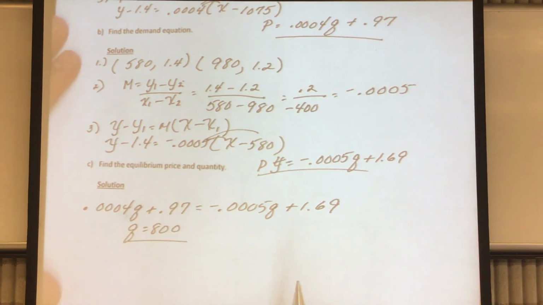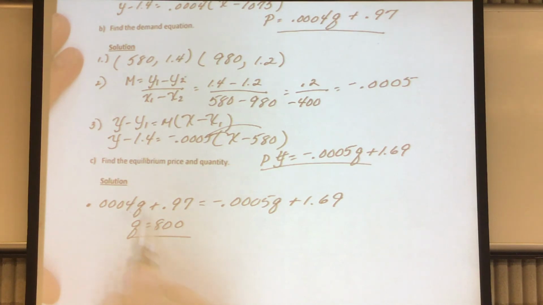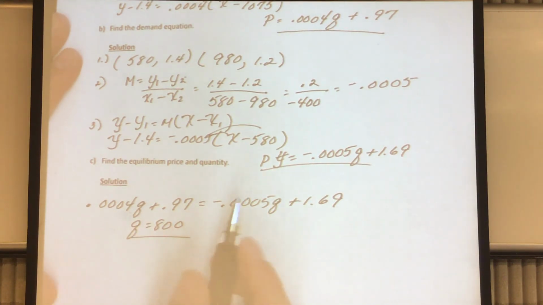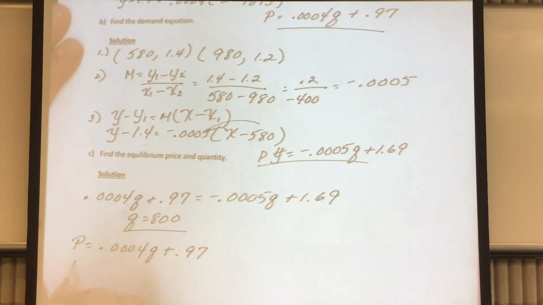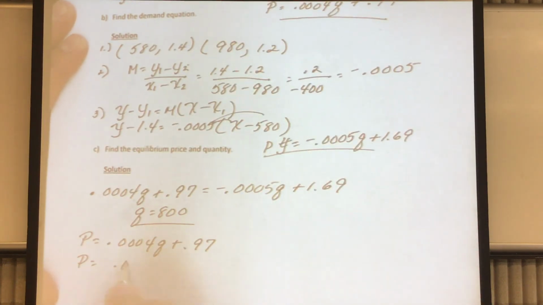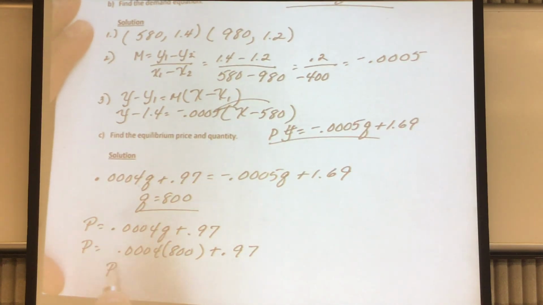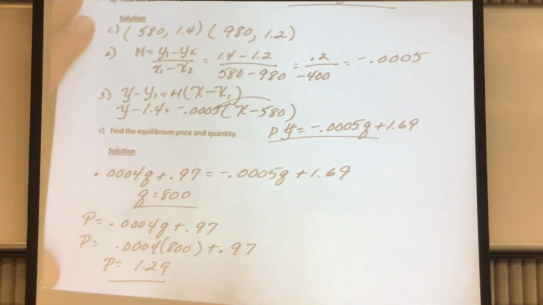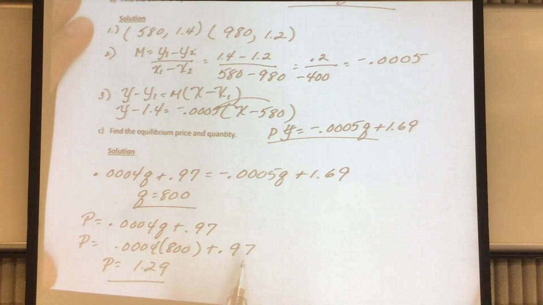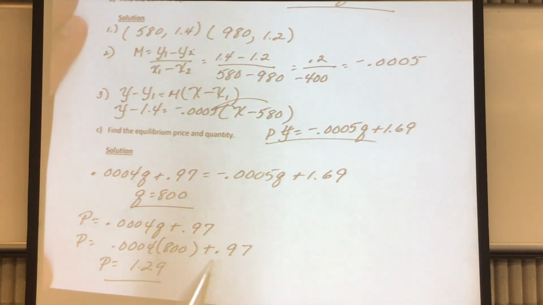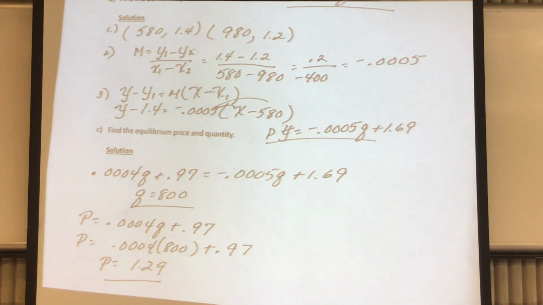So once we find our quantity, we substitute that 800 either into the supply or demand equation, and I'm going to substitute it into the supply equation and solve for my price. So I have P equals 0.0004 times 800 plus 0.97. Again, multiplying that and adding 0.97, I have a price of $1.29. So therefore, the equilibrium price is $1.29 when the supply and demand are both 800 pounds of tobacco. And that completes Chapter 2, Section 1.